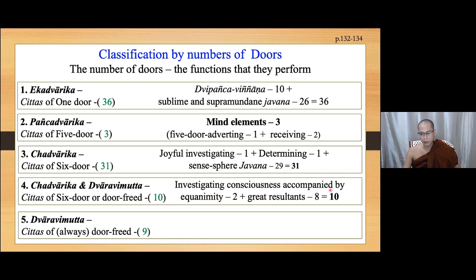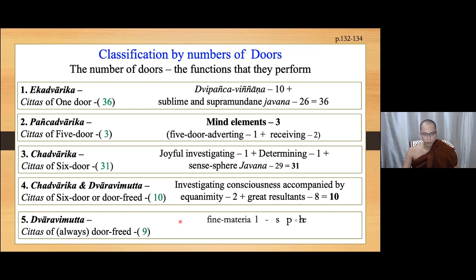And also the great resultants, 8. For the great resultant 8, if they perform the function of registration, they can arise in 6 door, and also when they perform the function of rebirth linking, life continuum, and death, they are door-free consciousness. That is why altogether 10 consciousness are counted as the consciousness of 6 door or sometimes door free.